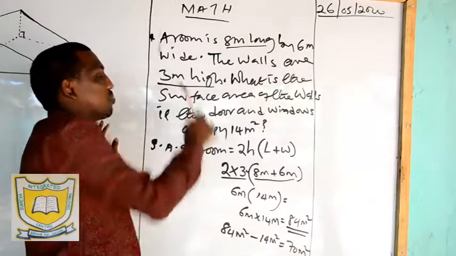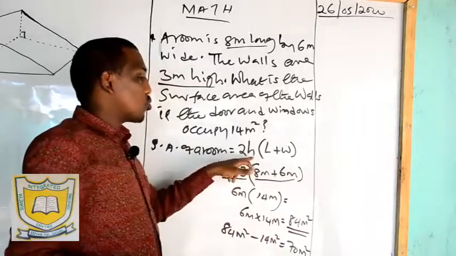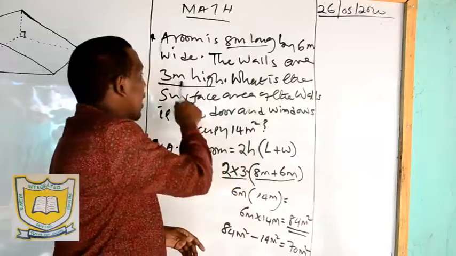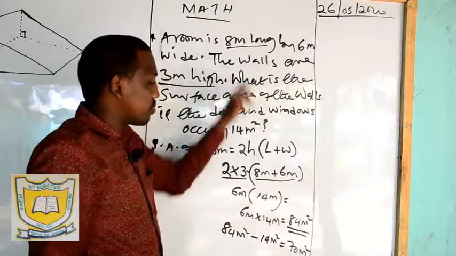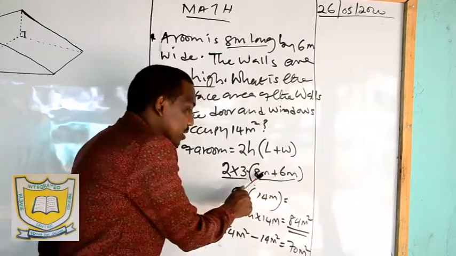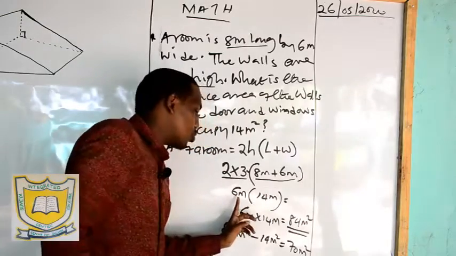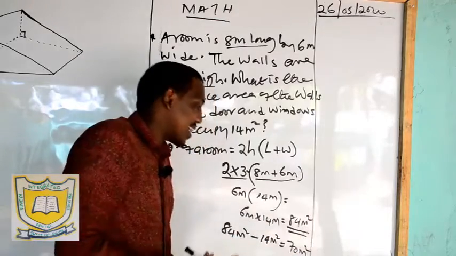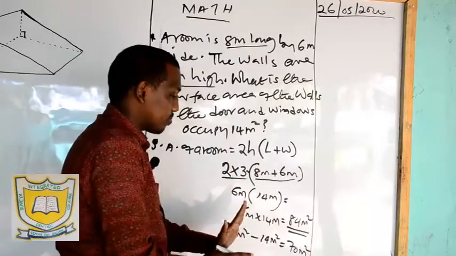You are told a room. Whenever you want to get the surface area of a room, the formula is 2h into bracket length plus width. So 2 times height, which is 3 times 2, is 6, into bracket length, 8 meters long, which is 8, plus 6 meters wide, plus 6. So add 6 plus 8, it's 14. After adding, you remove the bracket. 6 times 14, you get 84 meters squared.